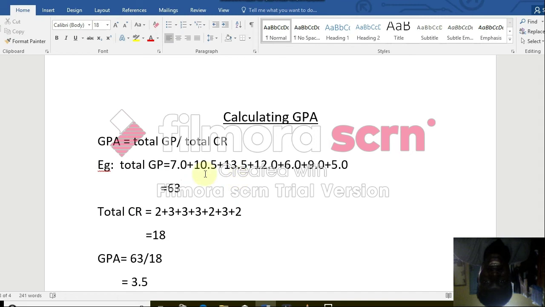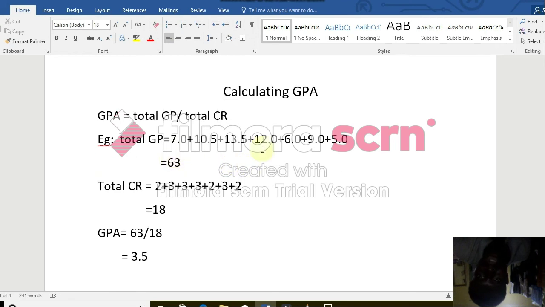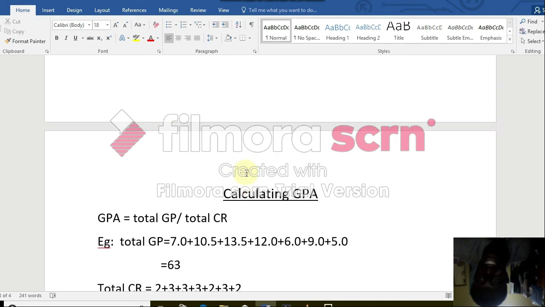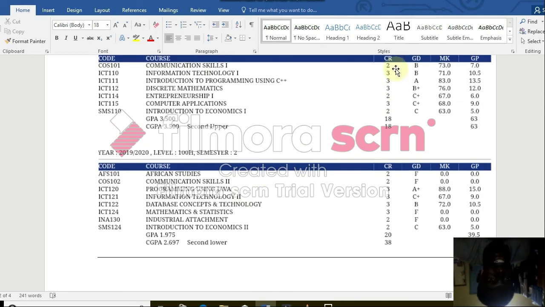So we add all the grade points, and we have discussed how to get a grade point. Then we add all the credit hours also. These are the credit hours for the first semester. After adding the credit hours, you can see that they are written 18 over here. So the credit hours for that first semester only, when you add all, it is 18, and the grade point for that semester, when you add all, it is 63.